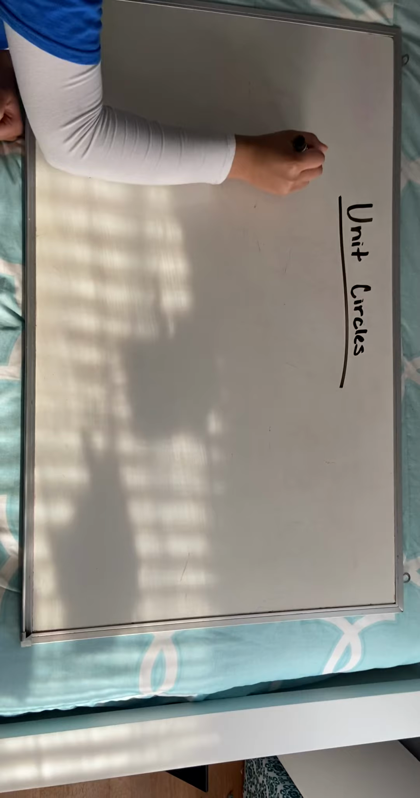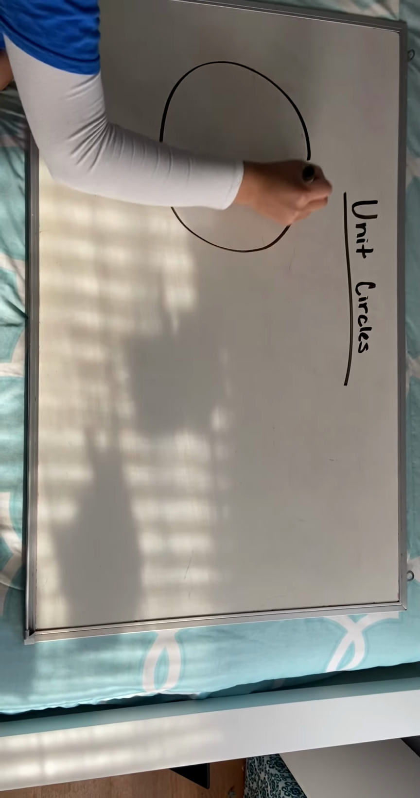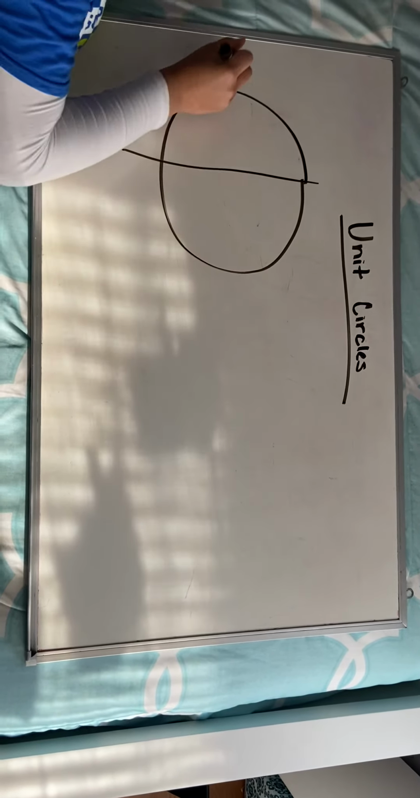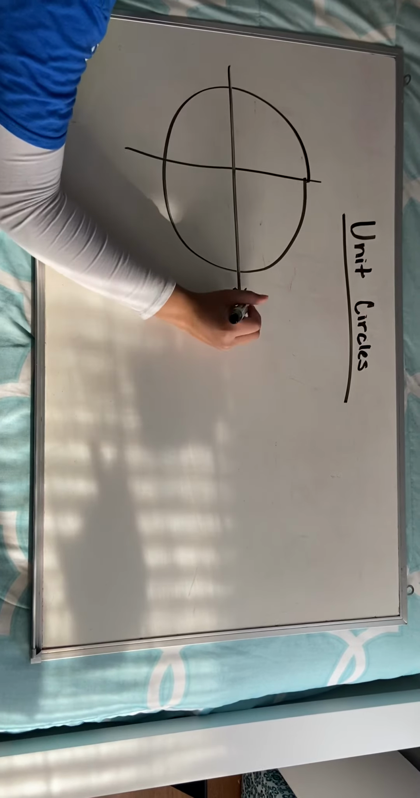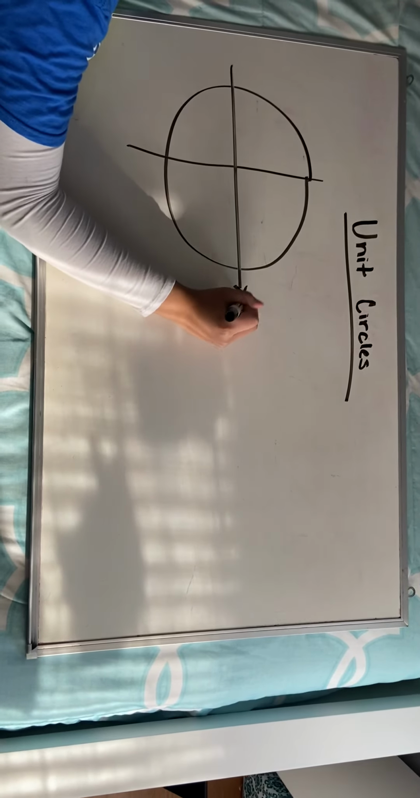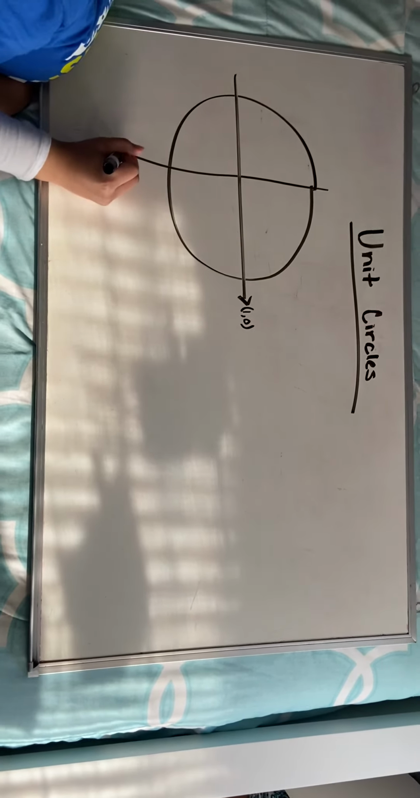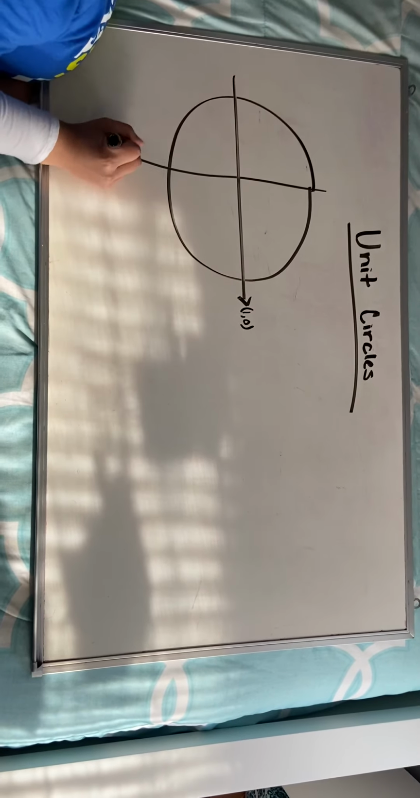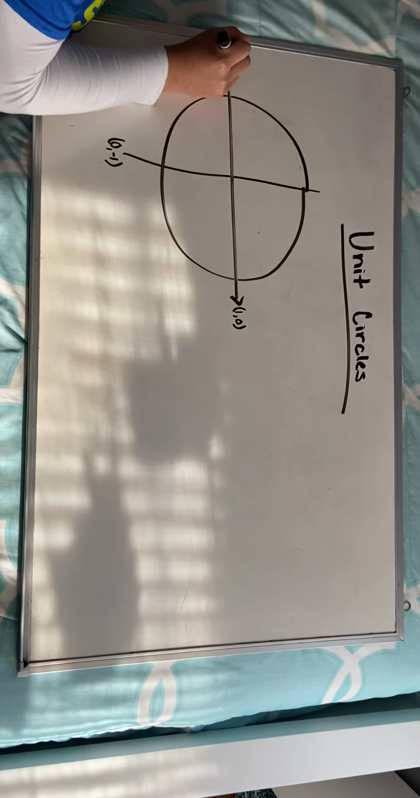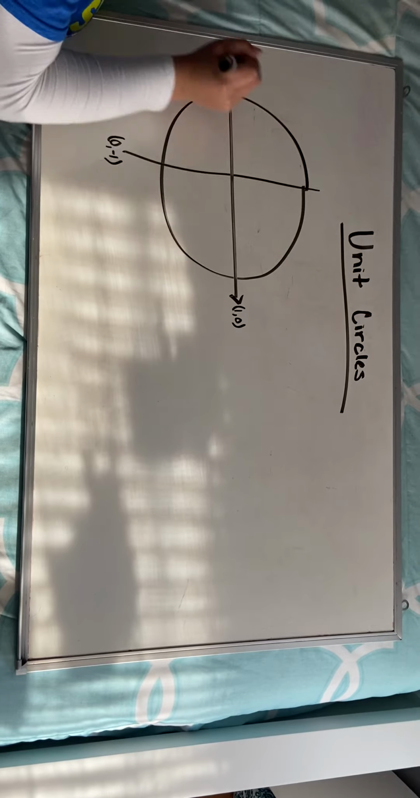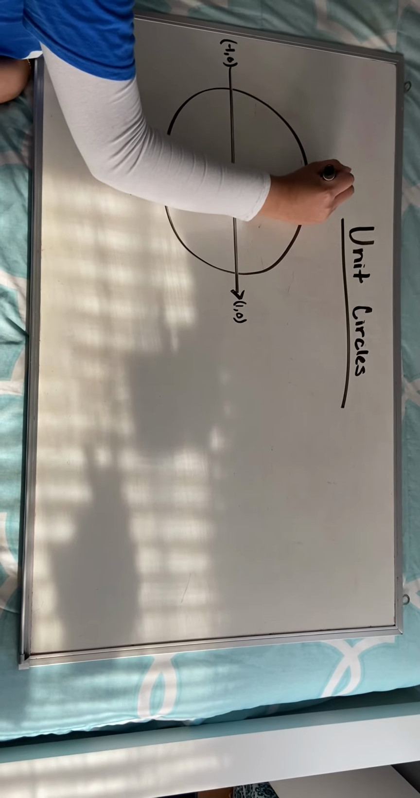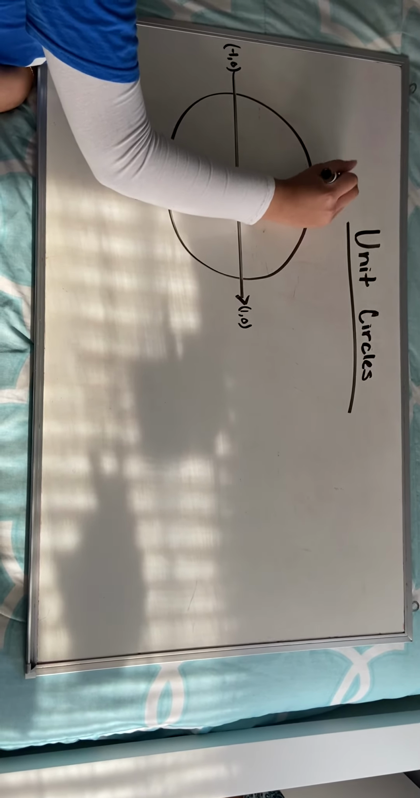So I'm going to start off by creating a circle right here and parting it into 4 different pieces. Now this is 1, 0, 0, negative 1, negative 1, 0, and this is 0, 1.